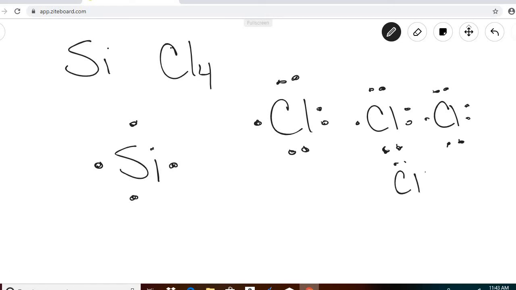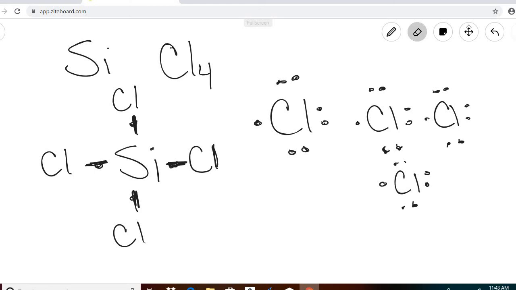So I'll go ahead and draw them. But hopefully it's clear to you that we can just put a chlorine on each side, pair up the unpaired chlorine with an unpaired silicon, and we get this molecule. Okay, so that's the Lewis structure.